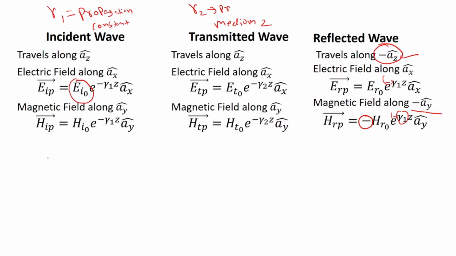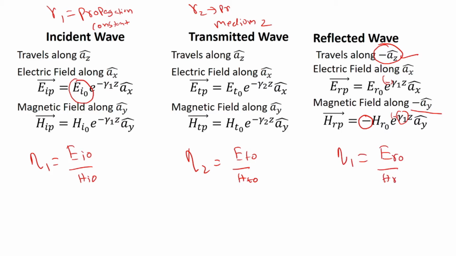Now, the relationship between Ei0 and Hi0 can be written as eta 1 equals Ei0 by Hi0, because the intrinsic impedance at any point inside a medium is the ratio of electric field intensity to magnetic field intensity. Similarly, eta 2 is also equal to Et0 by Ht0. I can also say eta 1 here is equal to Er0 by Hr0.